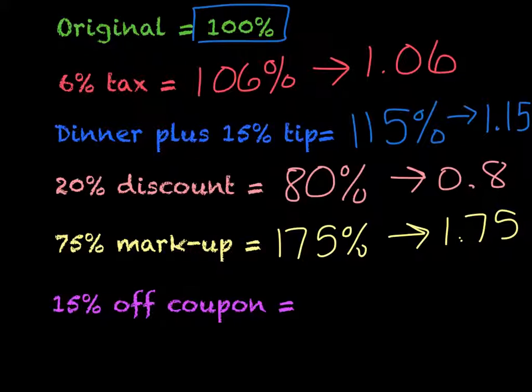And then last, if I had a 15% off coupon, again, that's going to be a decrease. So if I start with 100%, I'm going to decrease it by 15%. And that is going to be 85% that I would end up paying. And in decimal form, that would be 0.85.